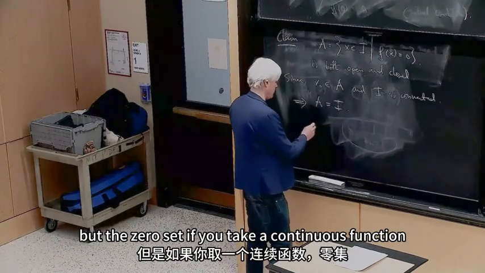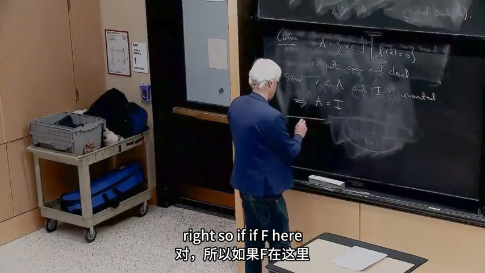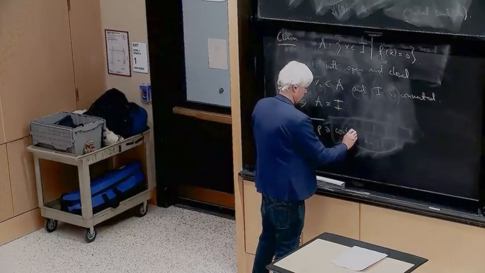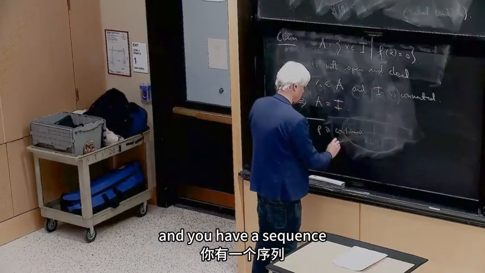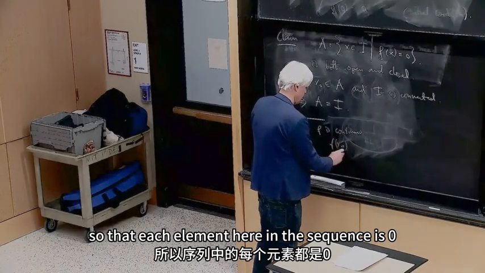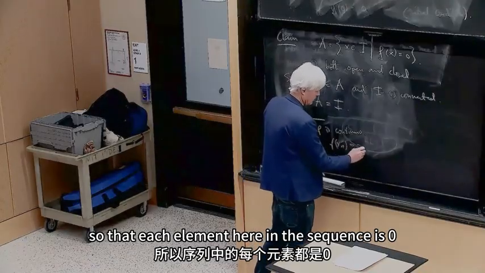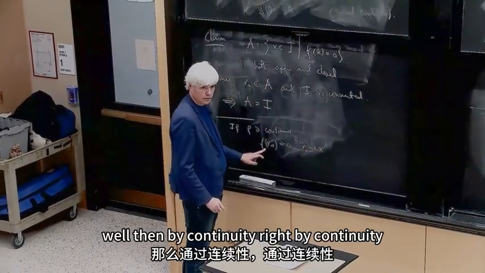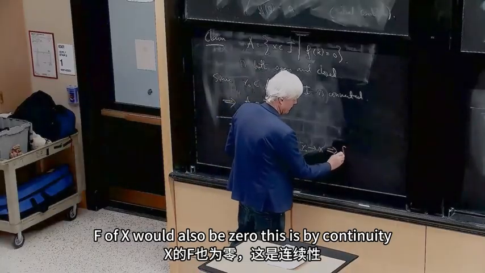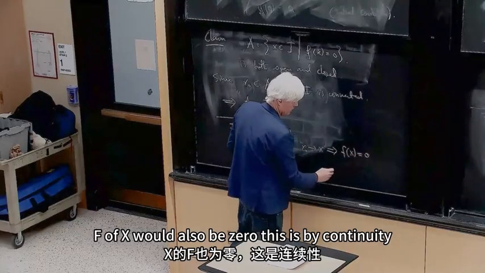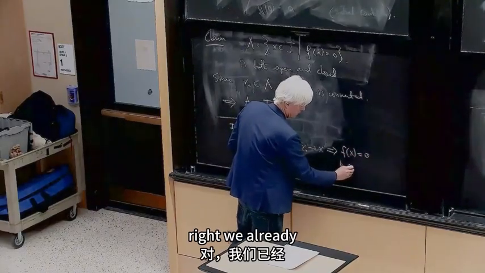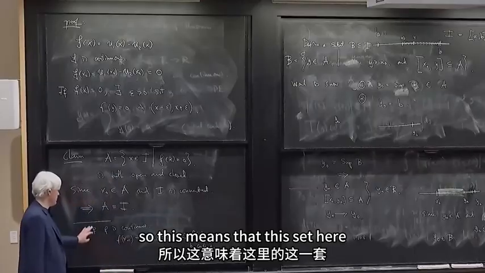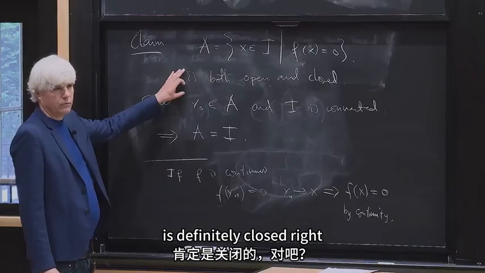But the zero set, if you take a continuous function f, and you have a sequence where each element in the sequence is 0, and these xn converge to some x, well then by continuity, f of x would also be 0. This is by continuity. So this means that this set here is definitely closed, right?